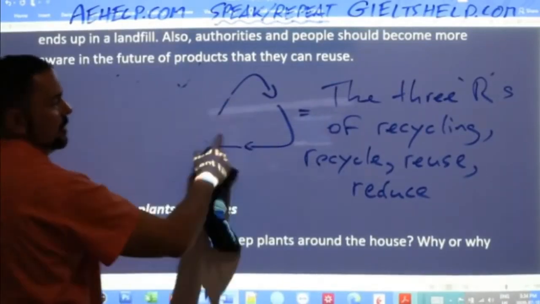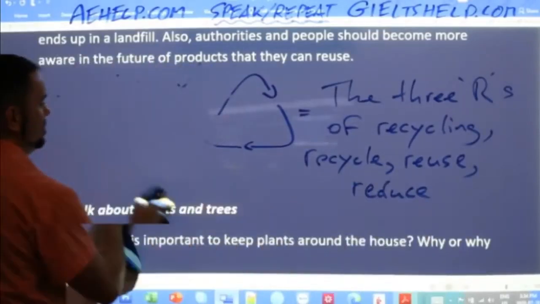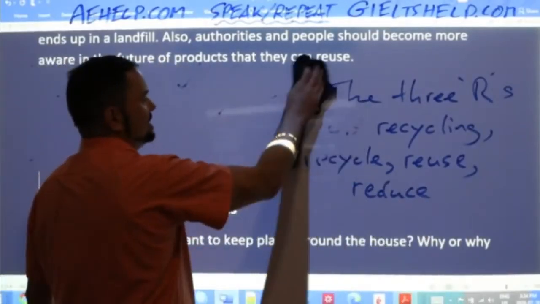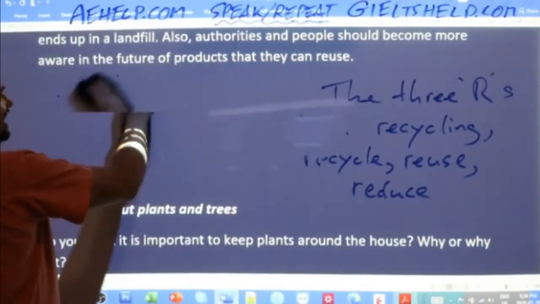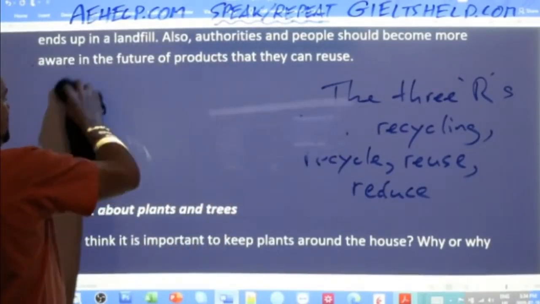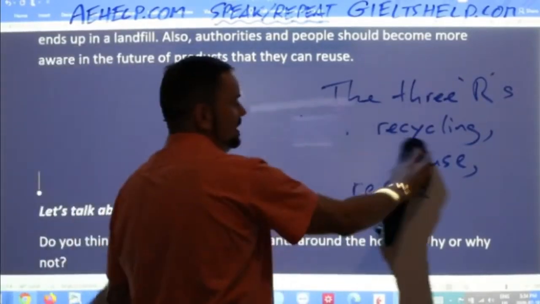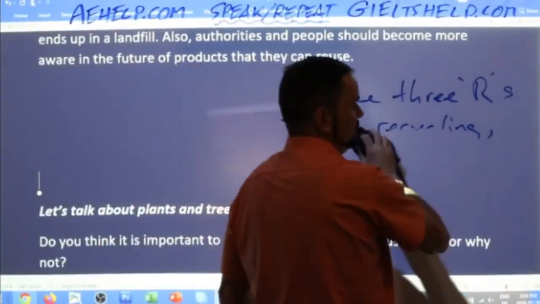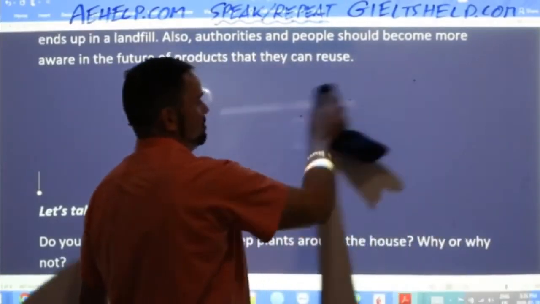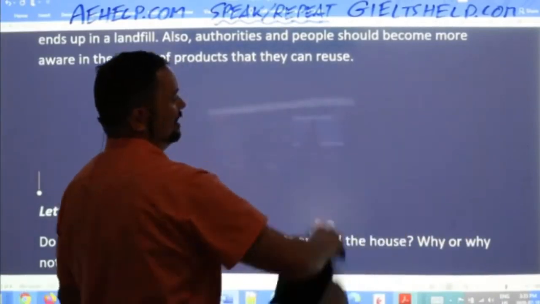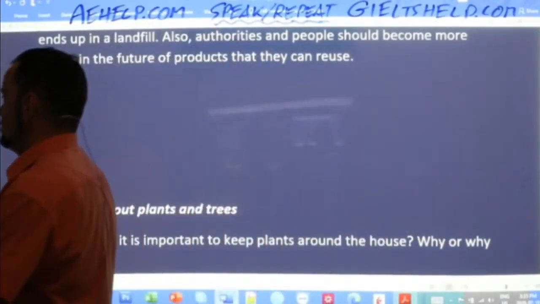So the 3 arrows are the 3 R's of recycling: recycle, reuse, reduce. It's nicely connected to this topic. If you get an IELTS speaking section that's dealing with the environment and saving the environment, it can definitely be helpful to remember these 3 R's for your answers. It will be very impressive for the examiner. They'll be like, ooh, this student not only speaks English, but they're environmentally conscious as well.